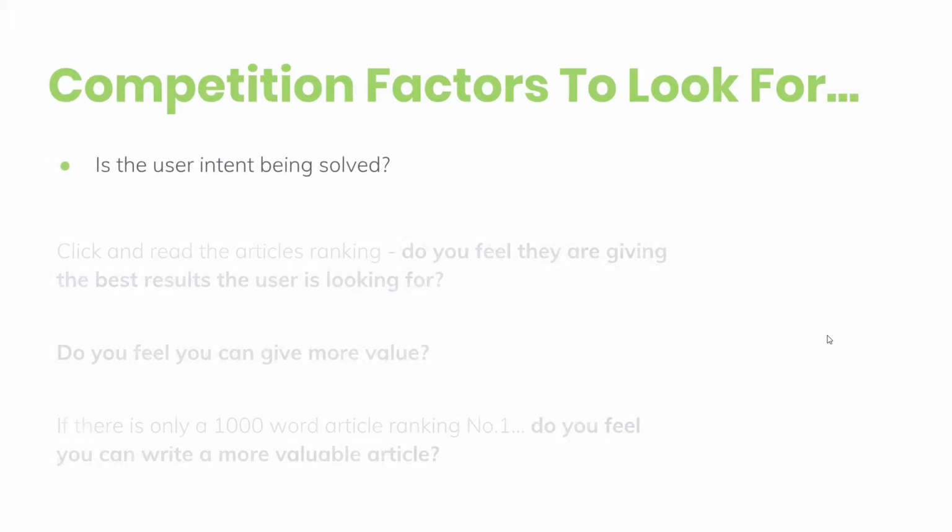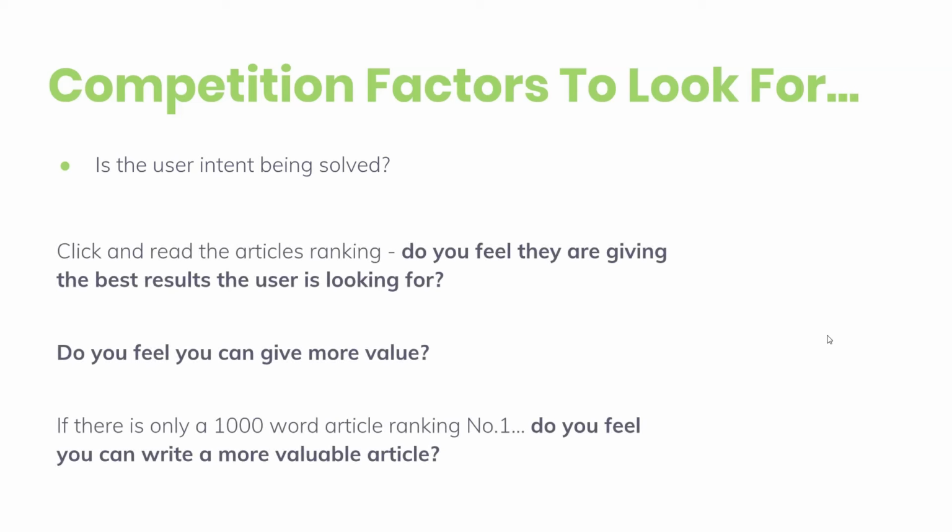Okay, and the next one here is by far the most important. This is very, very important. Is the user intent being solved? Click and read the first couple of articles that are ranking on page 1. Do you feel they are the best results the user is looking for? So whatever the search term is, look at the results and think to yourself, is this giving the best value? Could you include more that would be better value? Could you include more videos? Could you include a more detailed list? Could you include more detail that is a better solution to that query?